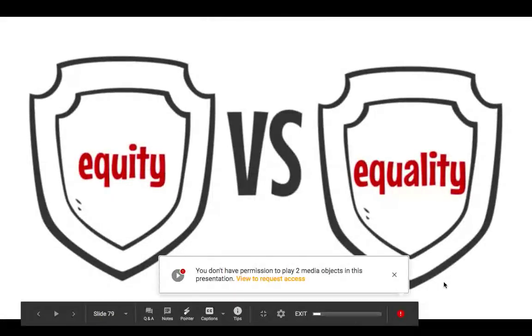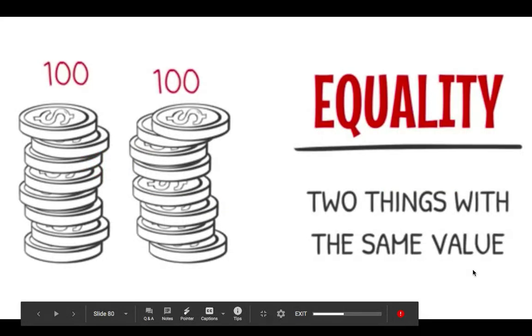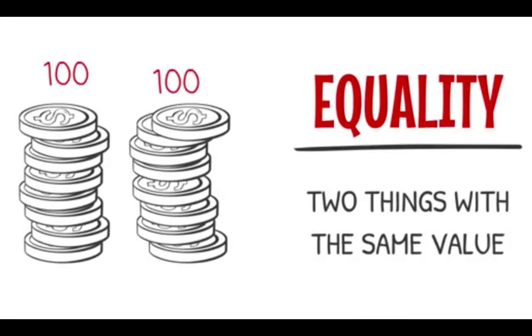Equity and equality definitely look similar. They have a similar prefix and a similar suffix. And you might already be aware of what equality means. It's two things with the same value. So when someone is given something with equality, it means they are going to have equal value.